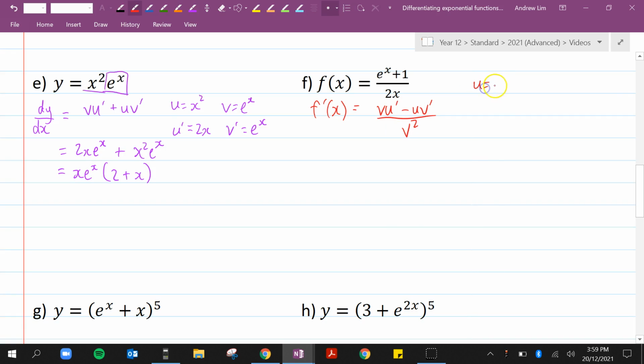So u is the top, e to the power x plus 1, and v is the denominator, 2x. What do we get when we differentiate u? We just get e to the power x. And what do we get when we differentiate v? We get 2. So vu dash, these two multiply together, which is 2x e to the power x, minus these two multiply together, 2 lots of e to the x plus 1, all over v squared.